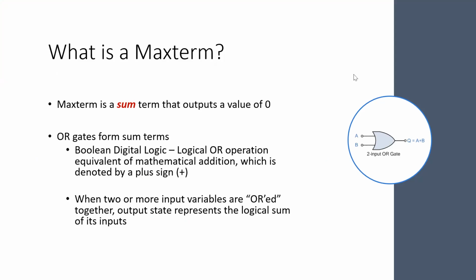A sum term in digital logic is formed using the logical OR. It's the logical equivalent of mathematical addition, and you'll often see the Boolean relationship written with a plus sign, so it looks as though we're summing something. So a max term is a sum that outputs a value of 0.